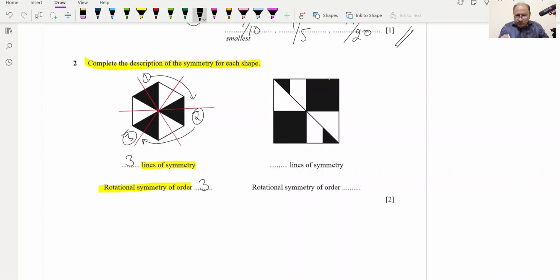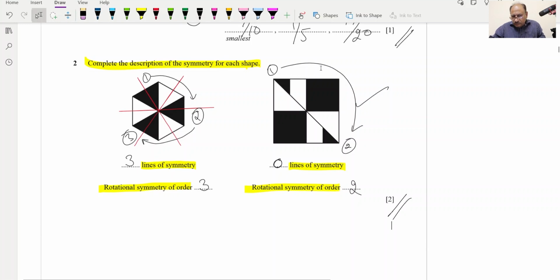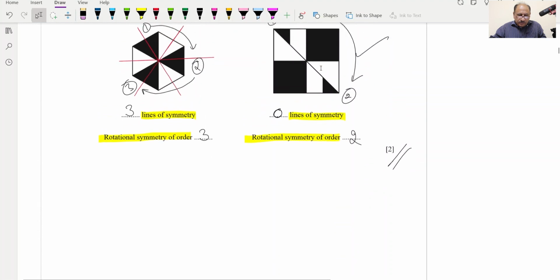And similarly this shape is having 0 lines of symmetry. We cannot draw any line for which both side shapes are equal, so we will be just writing 0 lines of symmetry. And it will be having rotational symmetry of order 2. 1 will be over this one, and second, when we rotate, we will reach the same shape. So 2 locations where we get the same shape. So this is rotational symmetry of order 2, and this part is for 2 marks.